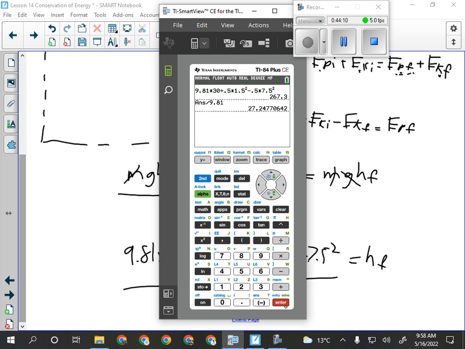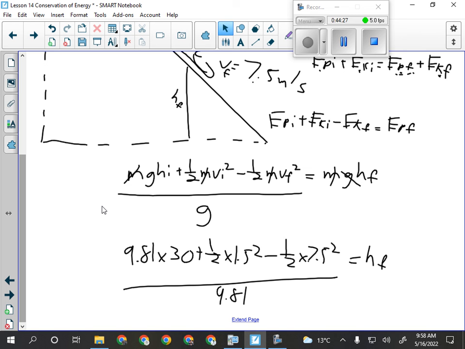They haven't gone very far. They're only 3 meters lower than they were at the start of this question. Which makes sense. They haven't gotten that much faster either. They went from 1.5 to 7.5 meters per second. So 27 meters will be our answer there.